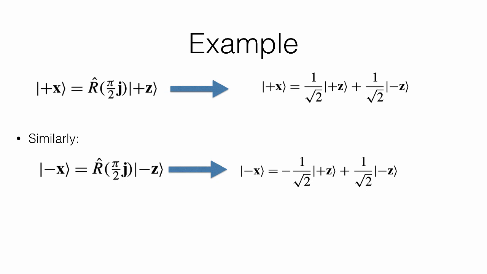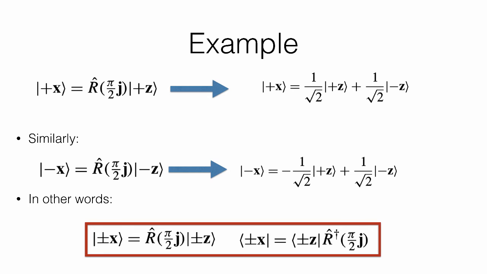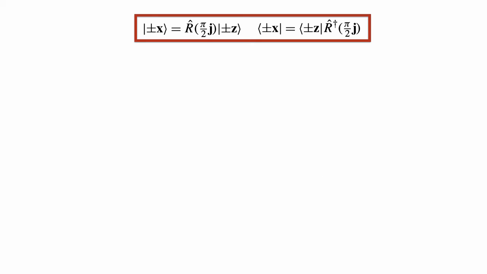So similarly, we can calculate minus x as a rotation around the y-axis of pi over 2 for minus z, and we obtain minus x. You can check that minus x and plus x are perpendicular, and we can obtain plus minus x rotating from plus or minus z around the x-axis. Of course, we can also write the bra version of this using our dagger. Nothing really new here. This is just a summing up from what we've done before. So this is what we have. This is a reminder of what I had on the previous slide.